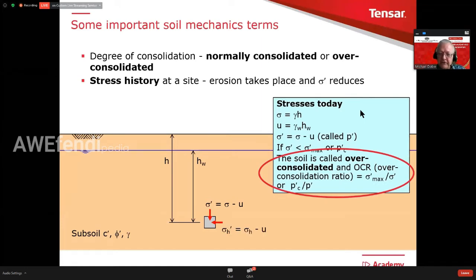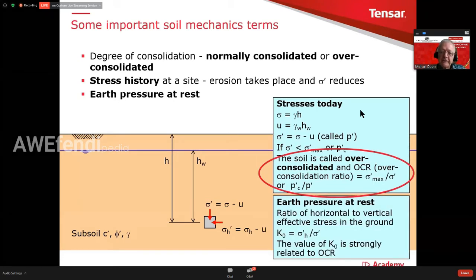Something else we'd like to know, especially if we're doing finite element calculations, is what's the horizontal stress? The horizontal effective stress is related to the vertical one by what we call the earth pressure at rest. We use a particular symbol K0, which is the ratio of the horizontal to the vertical effective stresses. And this K0 value is strongly related to the OCR, the over-consolidation ratio.